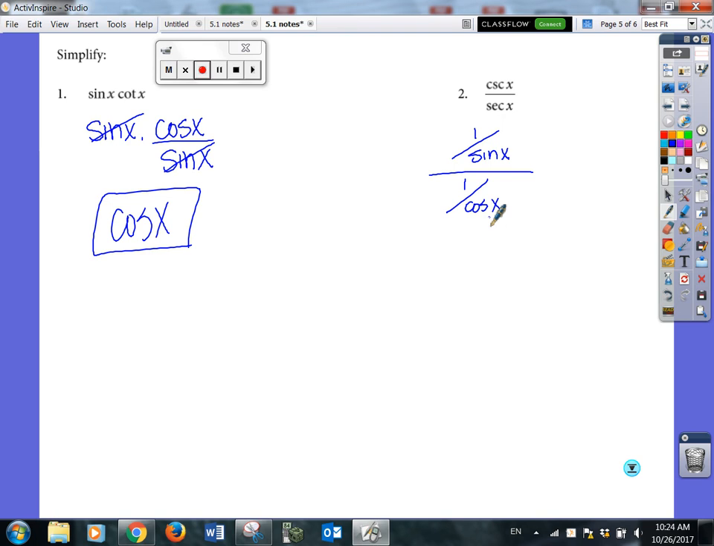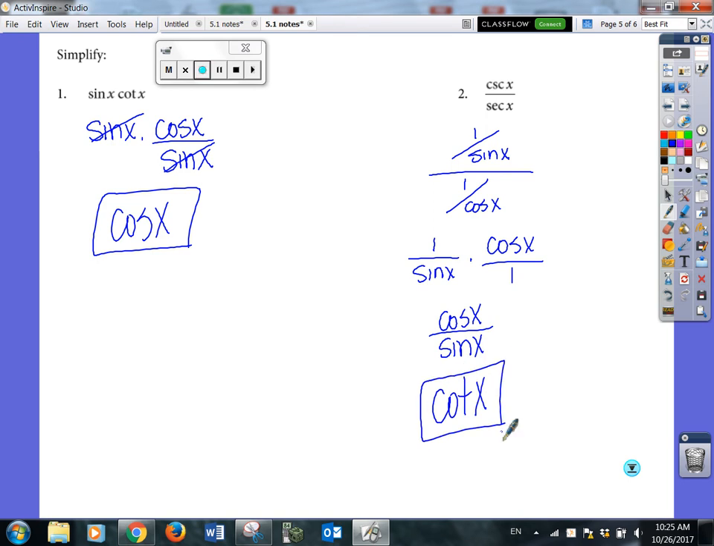And now I have a fraction and a fraction. I cannot divide fractions. I have to multiply by the reciprocal. So 1 over sine x times the reciprocal, cosine x over 1. Now I'm going to show an extra step right here that's not necessary for some of you. So now we end up with cosine x over sine x, which is still a fraction, so we've got to get rid of that fraction. So our answer is cotangent x.